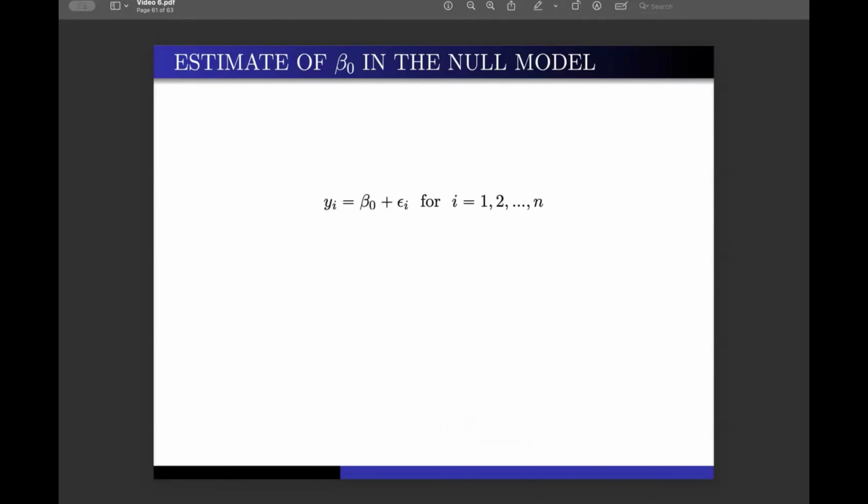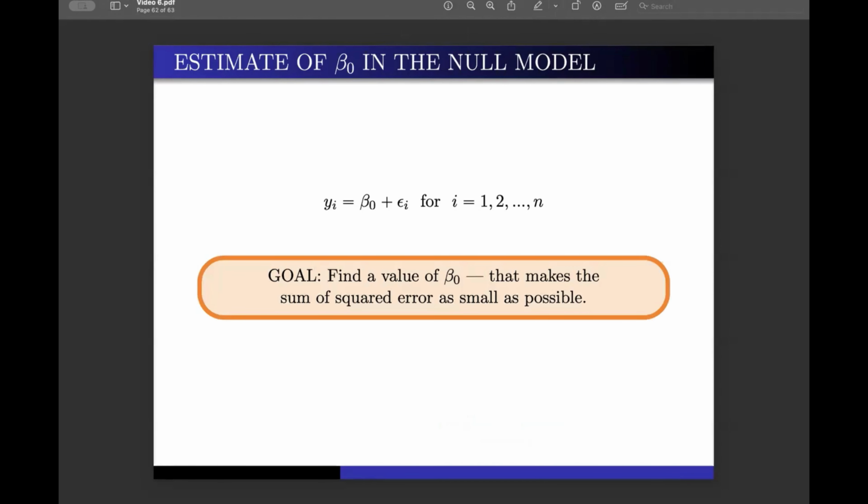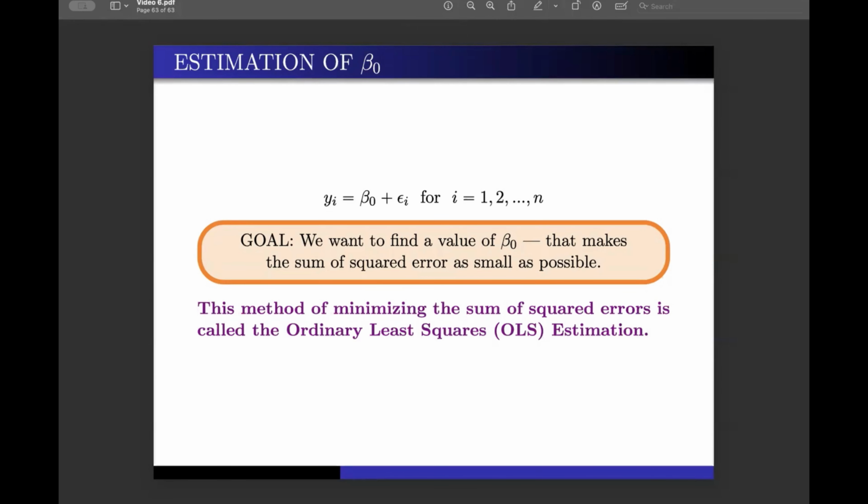So we started with this null model equation, y_i equals beta naught plus epsilon_i, where beta naught is the intercept and epsilon_i is the uncertainty present in the model. Our goal is to find a value of beta naught that makes the sum of squared error as small as possible. And this method has a proper name. This method of minimizing the sum of squared errors is called the ordinary least squares estimation method.